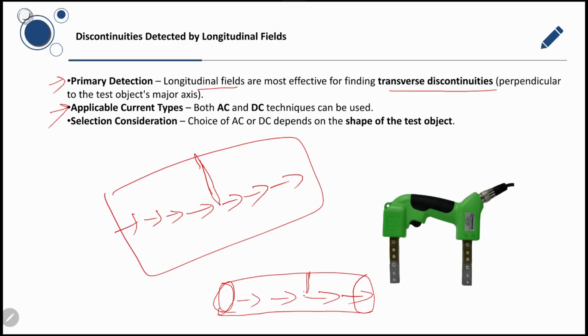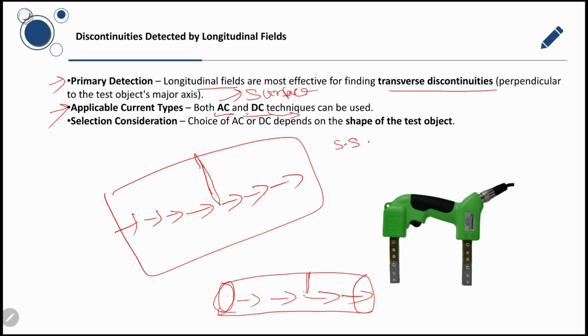So next one is applicable current types. Both AC and DC can be used with longitudinal magnetization. AC current is used to detect surface cracks due to skin effect. DC current penetrates deeper, allowing detection of subsurface flaws.